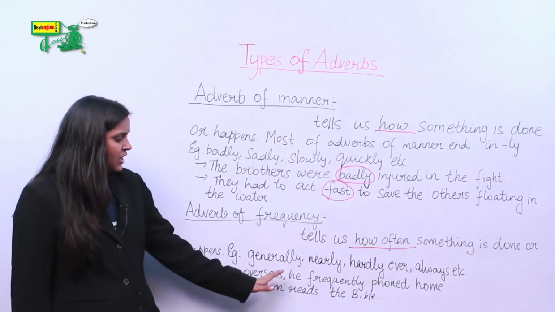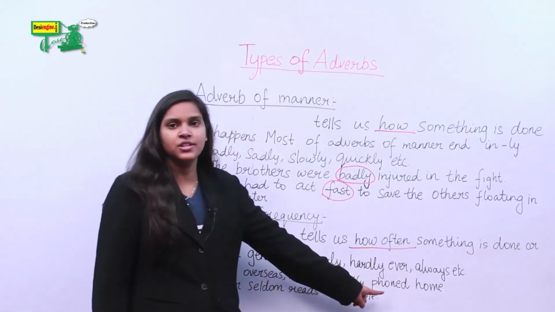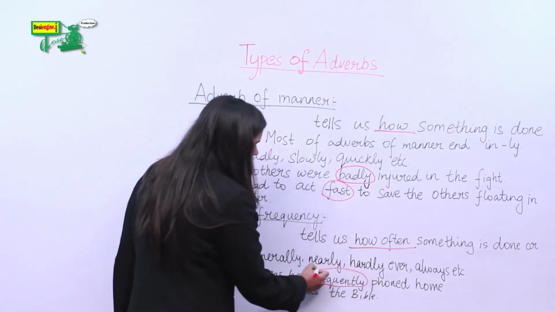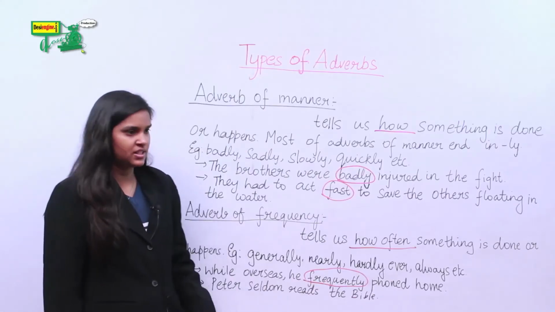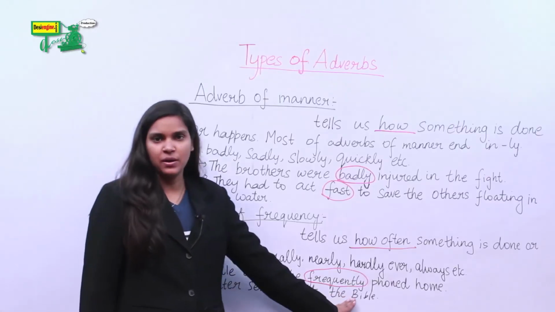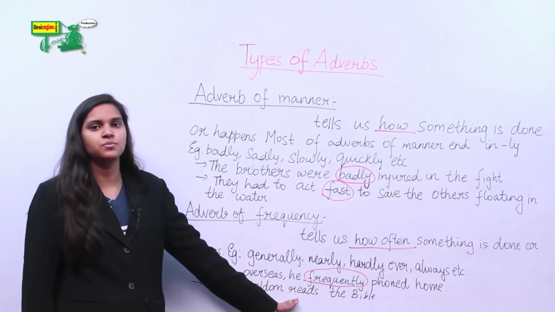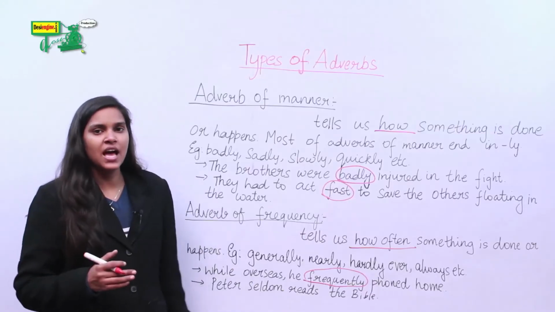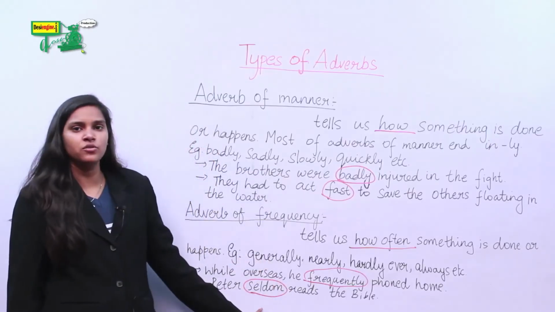While overseas, he frequently phoned home. How often did he phone home? The answer that we get is frequently. So that makes our adverb of frequency. The next sentence: Peter seldom reads the Bible. The verb over here is reads, and the question that I have to put up is how often. So how often does Peter read the Bible? The answer is seldom. So that is my adverb of frequency.